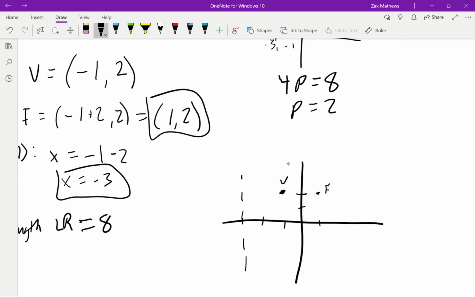And then I know the distance across the parabola at the focus, and that distance is 8, so go down 1, 2, 3, 4. So that'll be the side of the parabola. 1, 2, 3, 4. That'll be the other side of the parabola. And so I know my parabola now looks like that, and I have my directrix over here as well.